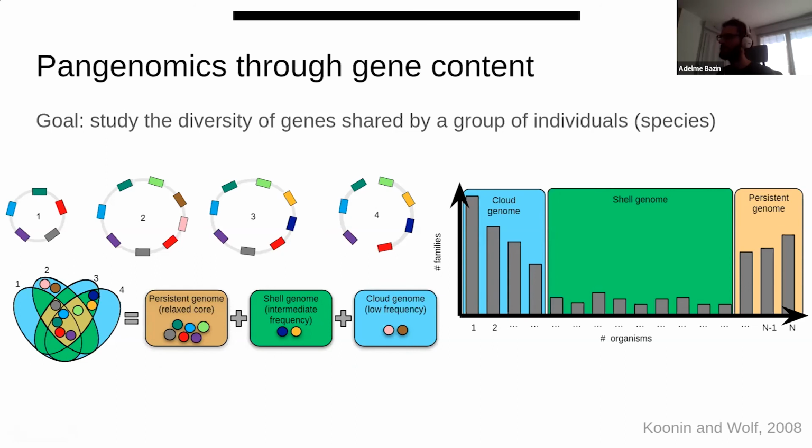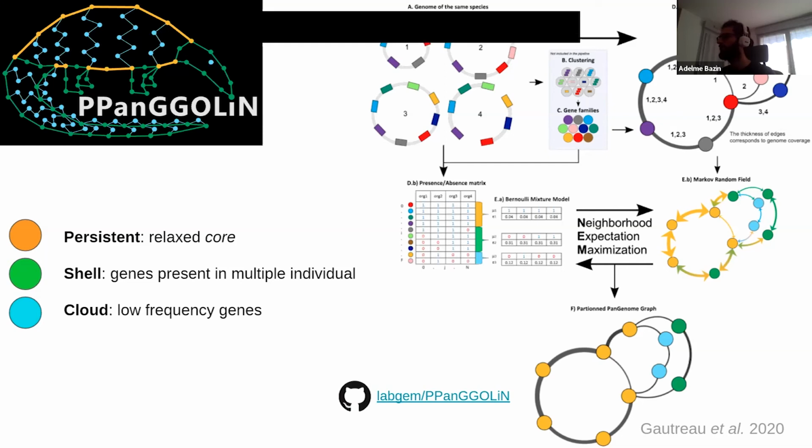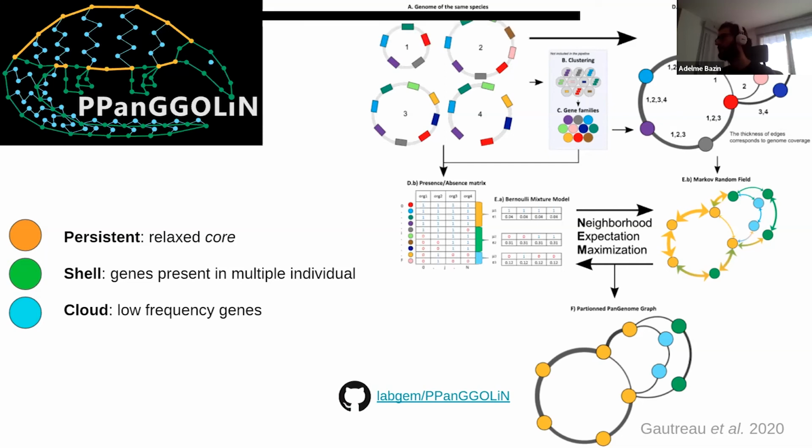So to realize this partitioning, we developed a tool called Pangolin. This tool relies on a pangenome graph. How do we build this pangenome graph? We use annotated genomes. We cluster all the genes together to build gene families. Then we build a graph where nodes are gene families and edges between the nodes are adjacencies along chromosomes.